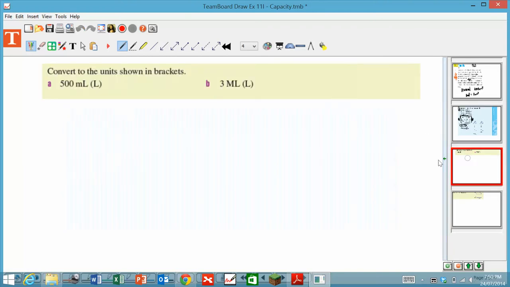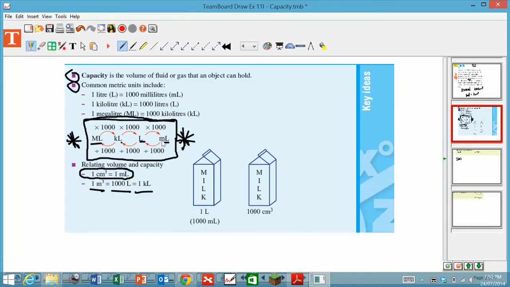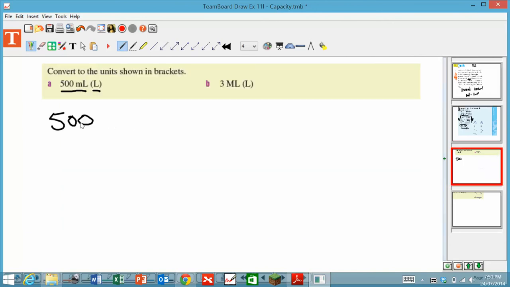Hopefully this will be a very quick video. Convert the units as shown in brackets. We're going from millilitres to litres. I'm going to write my 500 mil here. Looking at our diagram, millilitres to litres, going this way, I've got to divide by 1,000. I've got my 500, my decimal point at the end, and I've got to divide by 1,000. Which way does my decimal point move?